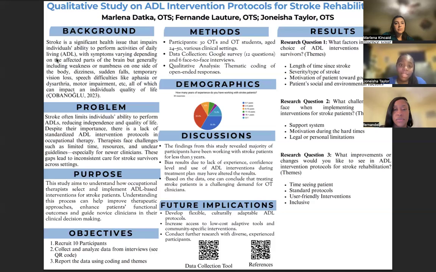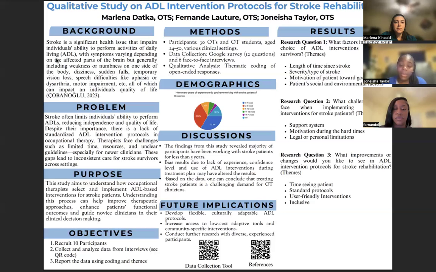The demographics of the participants in our study were, again, OT students and occupational therapists who had been in the field for at least 2 years and from the ages of 24 through 50. The discussion of our findings: the study revealed the majority of participants have been working with stroke patients for less than 5 years. There were also biased results due to the lack of experience, confidence level, and use of ADL interventions during treatment plans that also hindered the results.